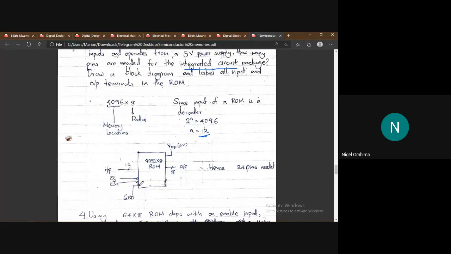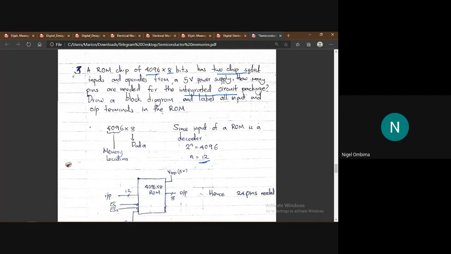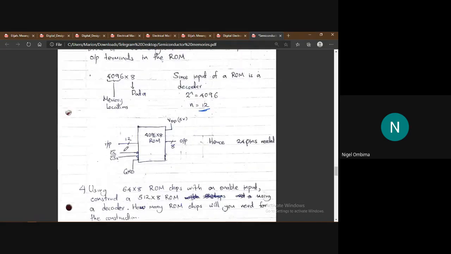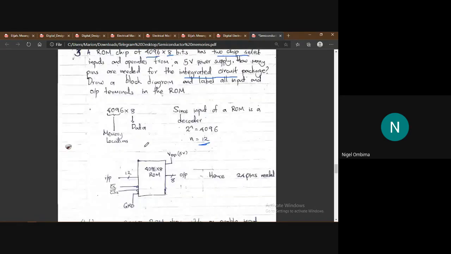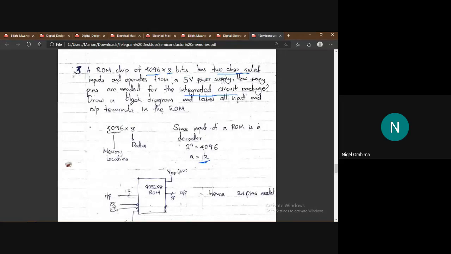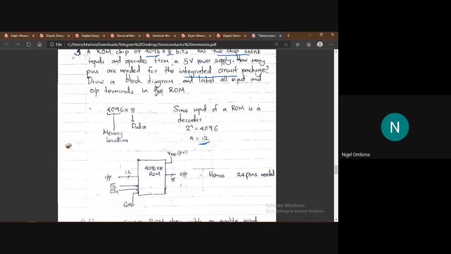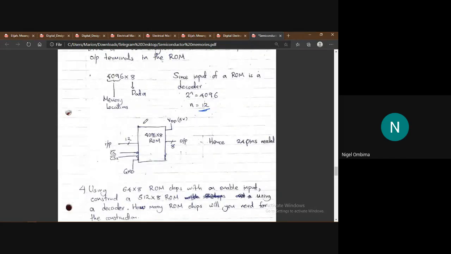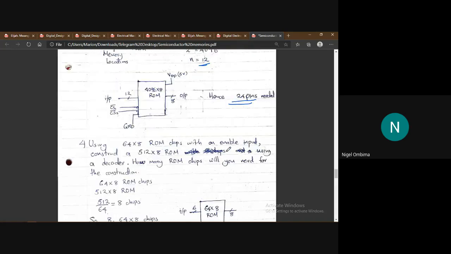We always should include a ground hapa. Alafu wamesema it has 2 chip select inputs. So CS1 and CS2. So in how many pins are needed for this integrated circuit package, we just hesabu all these pins. So 12 plus 8, 20, 21, 22, 23, 24. So 24 pins needed.